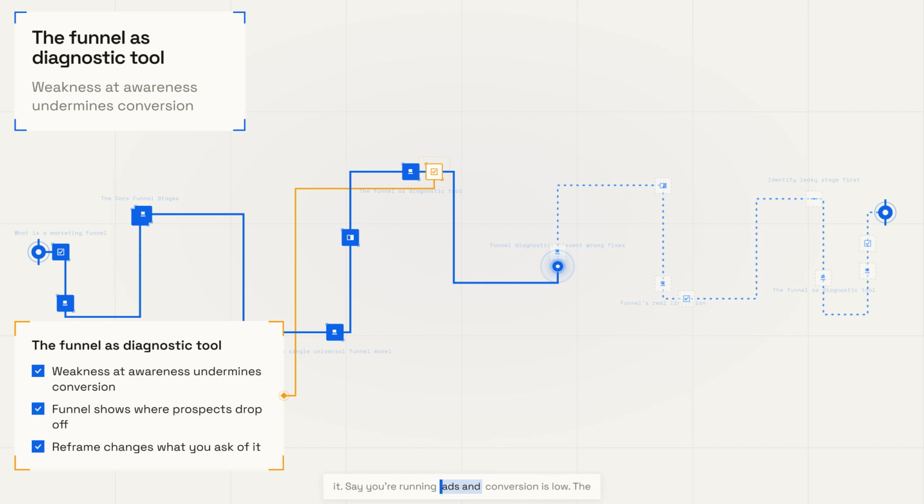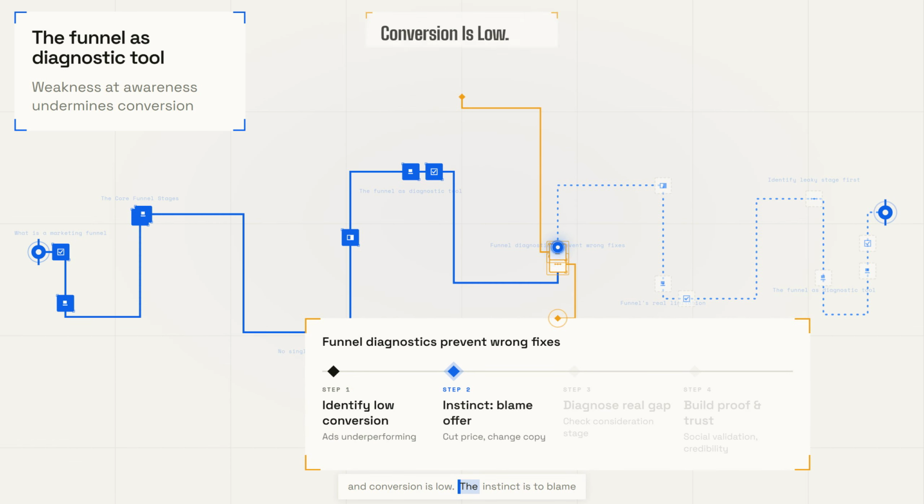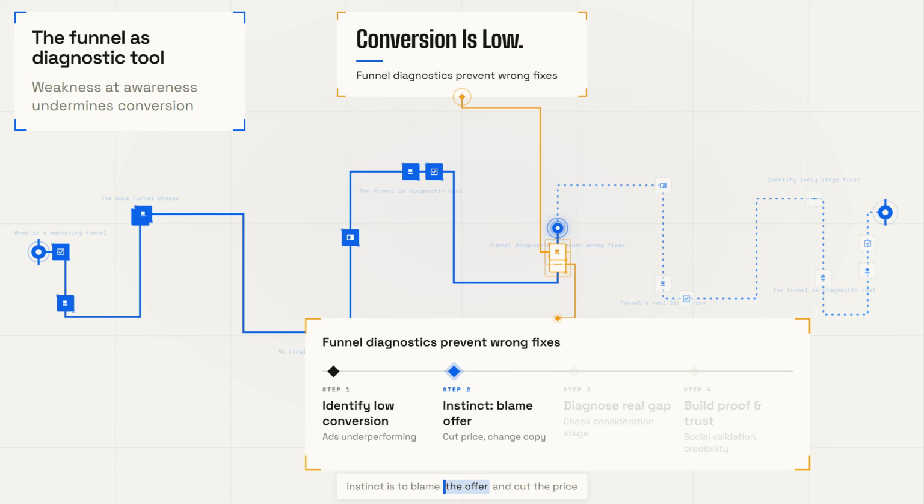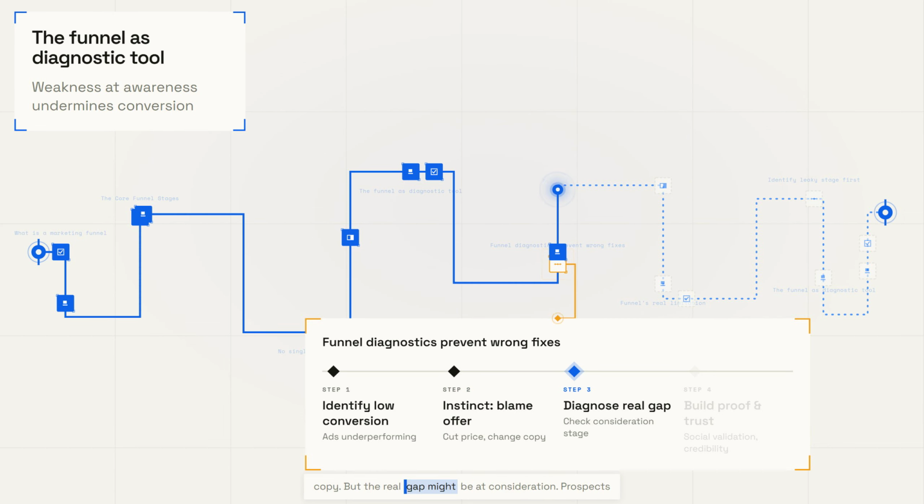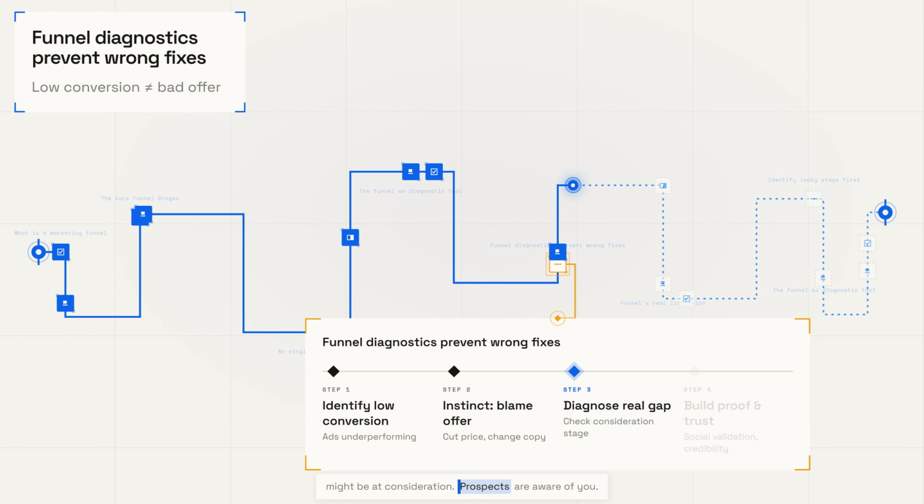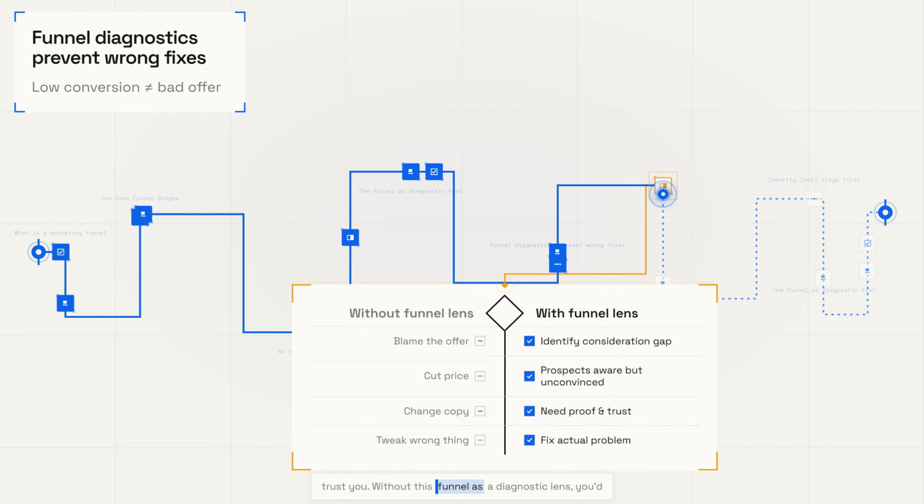Say you're running ads and conversion is low. The instinct is to blame the offer and cut the price and change the copy. But the real gap might be at consideration. Prospects are aware of you, they're just not convinced yet. They haven't seen enough proof, enough social validation, enough reason to trust you. Without this funnel as a diagnostic lens, you'd never make that distinction. You'd keep tweaking the wrong thing.